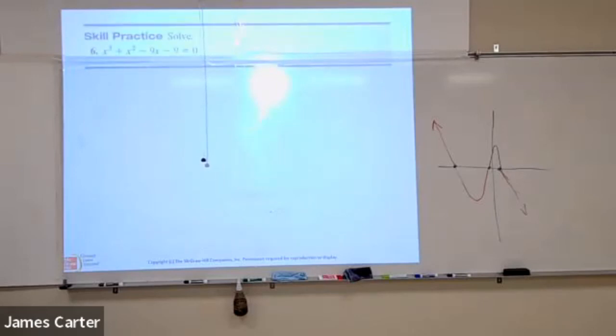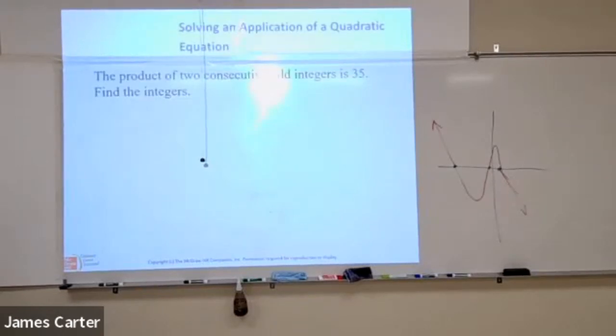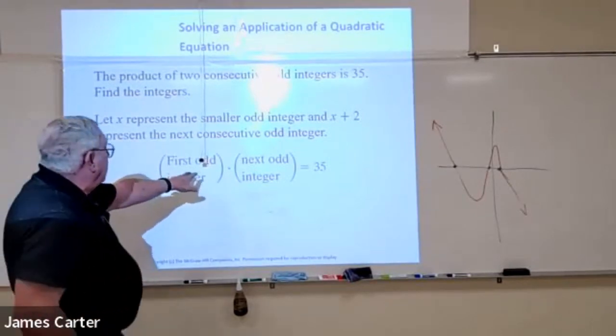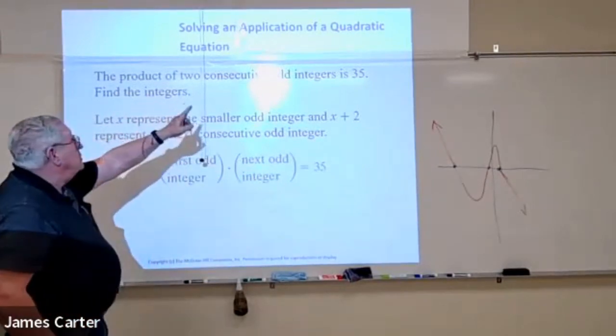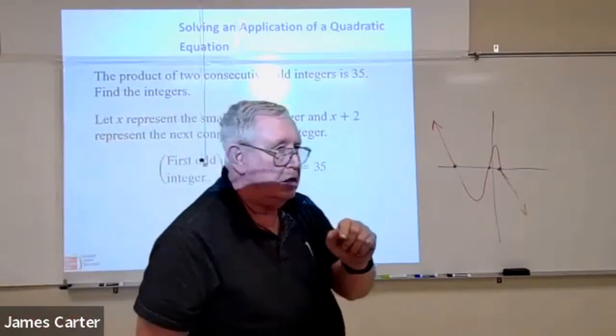Now this is pretty much like the last one. Applications. Okay. Let's read. The product, meaning I'm going to multiply together 2 consecutive odd integers. What is a consecutive odd integer?